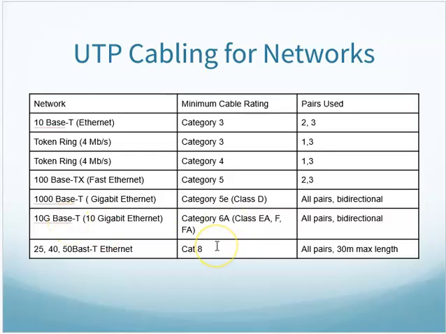And there is a Category 8, like we mentioned with the data center, that can support 25, 40 gig, if you will, at short distances, 30 meters or less. Okay.